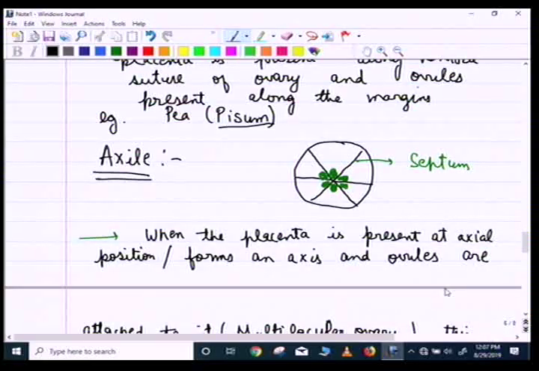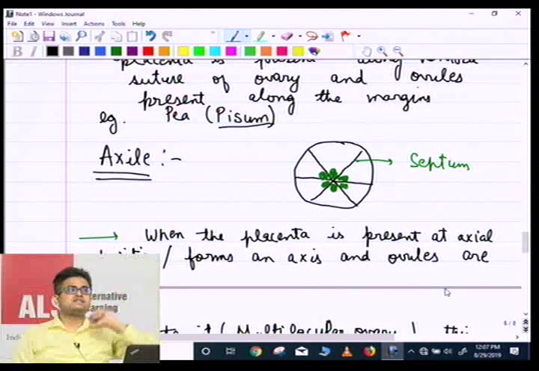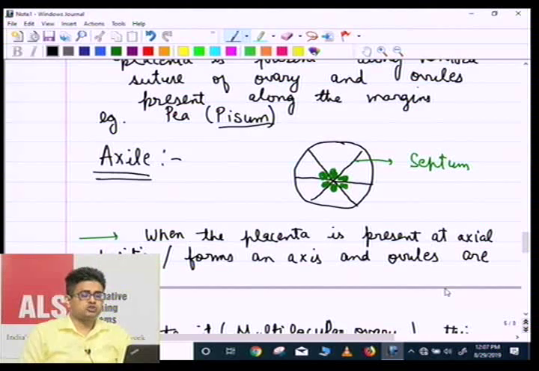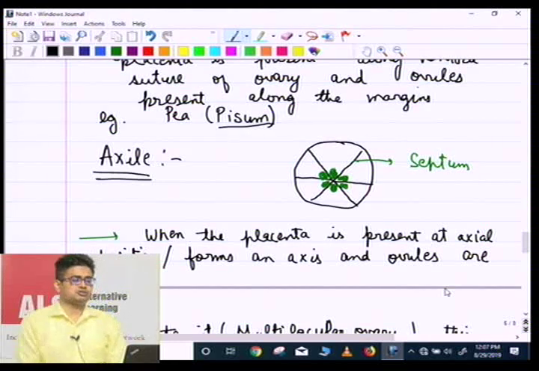Okay. Now, please try to come back to what we have studied here. Now, let's come back to the axile placentation. In the axile placentation here, you can see there are a lot of septa present. 1, 2, 3, 4, 5, 6. 6 septa you can count here. In tomato, there will be only 5 chambers.